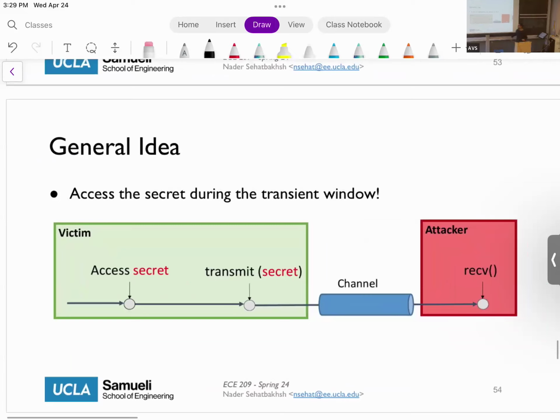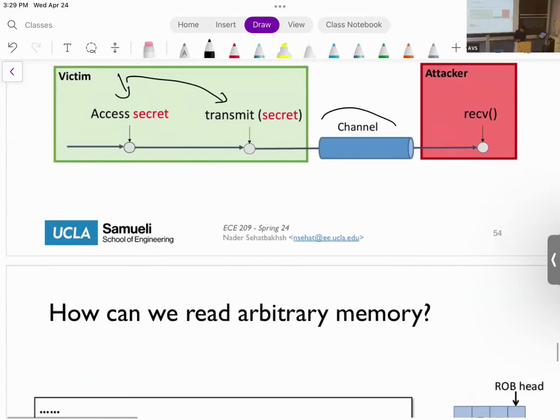First of all, as I said, the general idea is this: during the transient window, we're going to access the secret and then transmit it into the cache. And then the attacker is going to use some form of cache side channel, or any sort of side channel attack, to extract it and bring it to their own domain. So the data that's supposed to stay within the victim domain, using the side channel attacks, is now in the attacker's domain. That's how we can read these arbitrary values.